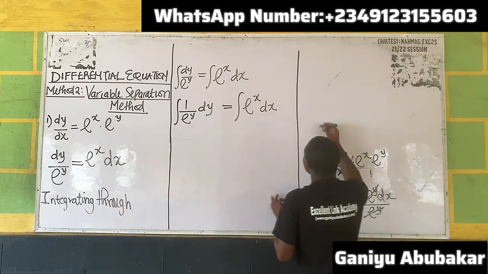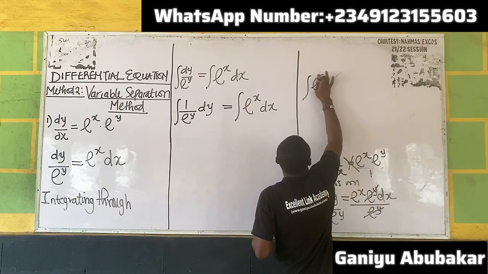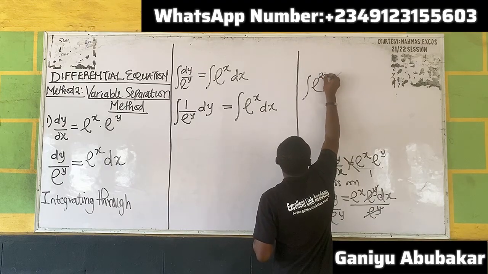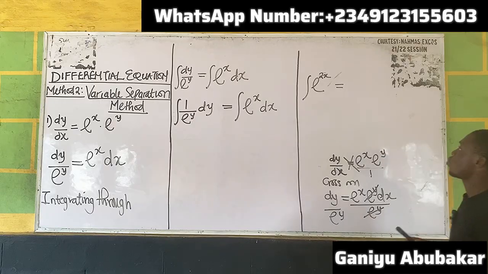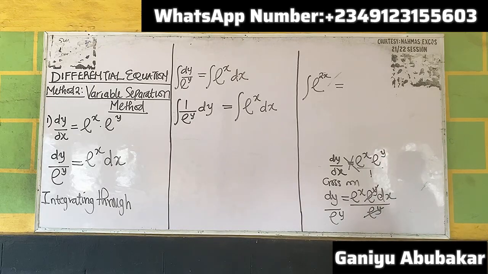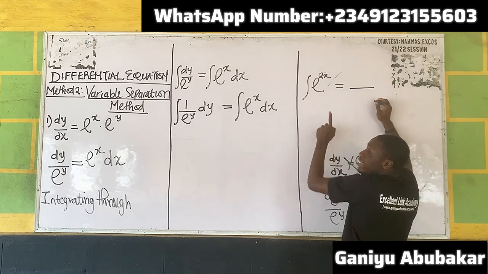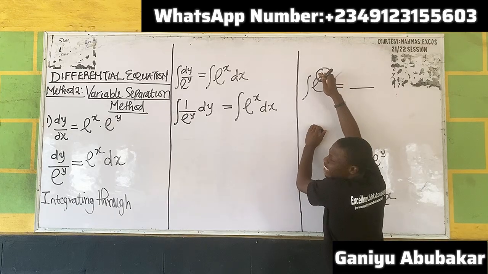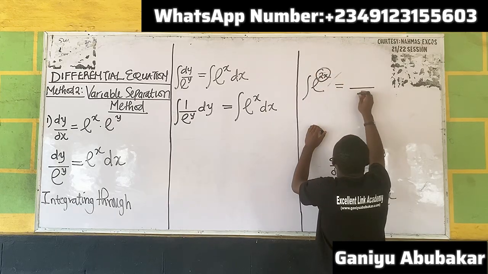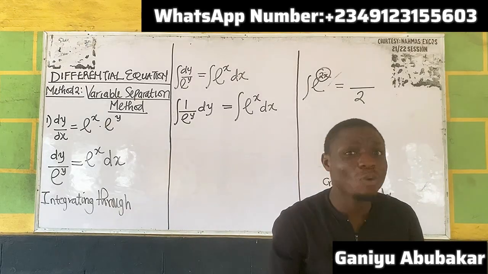If I integrate exponential, perhaps let's say 2x, for instance, how do you integrate this? If I want to integrate exponential 2x, what do you do? Now listen, let me show you the technique that is there. We said for integration of an exponential function, it's easy: differentiate the power. I have 2x. If I differentiate 2x, I'll have 2.